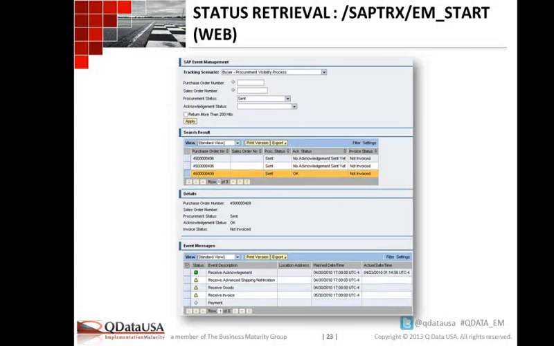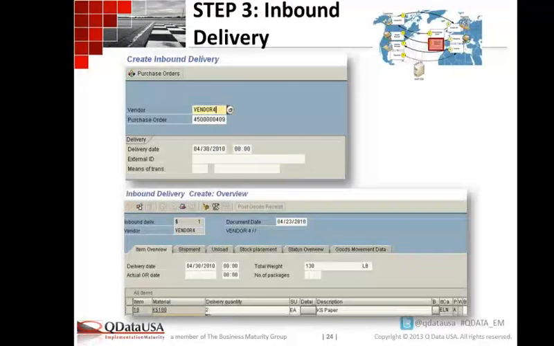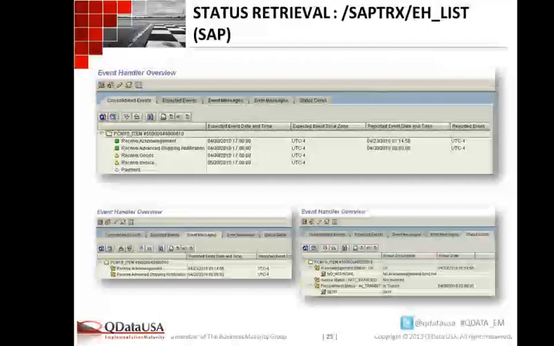We look in the bottom side over there. It's the same view, which is the event coming in. So it's showing us the detail. Okay. The next step, let's go ahead and generate an inbound delivery for that particular PO.